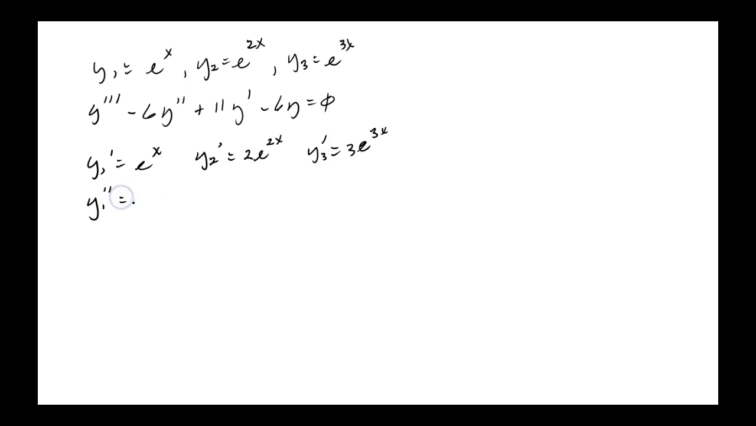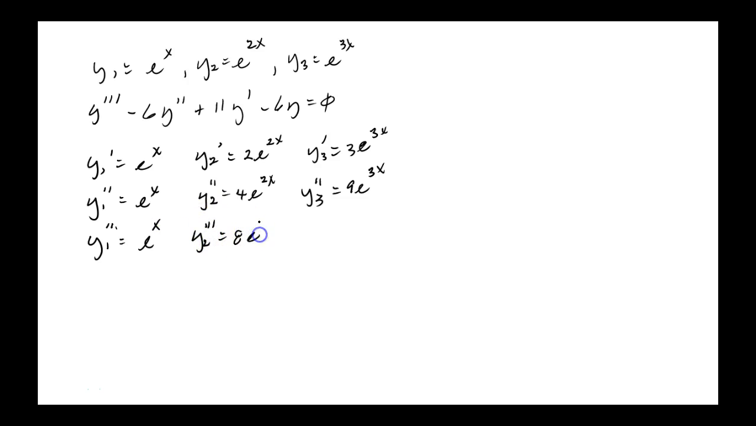y1 double prime is equal to? e to the x. y2 double prime is 4e to the 2x, and y3 double prime is equal to 9e to the 3x. y1 triple prime is equal to e to the x. y2 triple prime is 8e to the 2x, and y3 triple prime is 27e to the 3x. Okay.